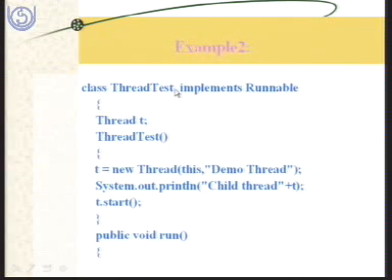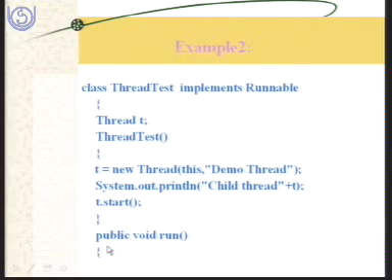In this example we are going to create our own thread, and our own thread is created by implementing the Runnable interface. As I mentioned, if you are implementing the Runnable interface, you have to implement this particular method, because this Runnable interface has only one method, and that method is public void run.